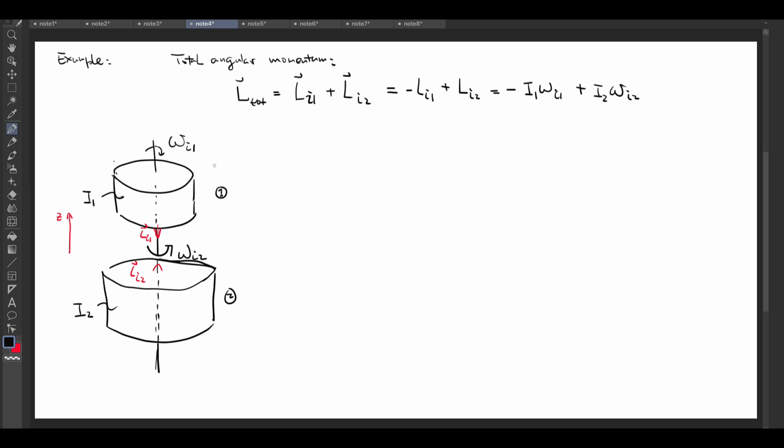Now that's the total angular momentum at this configuration. So now think about lowering object 1 toward object 2, and then eventually sitting on object 2. Then think about what kind of configuration we have here. Here's the diagram. I'll try to draw similar object 1 and object 2, but it might look different.